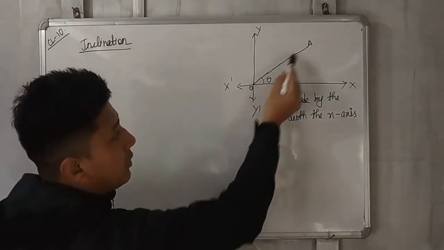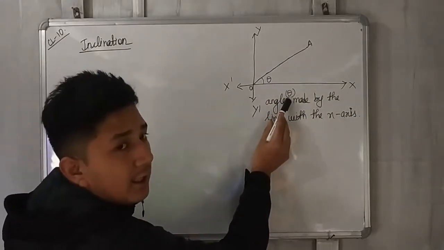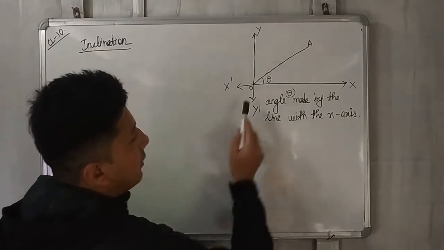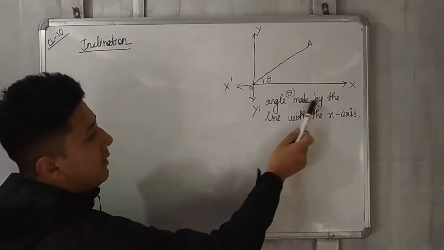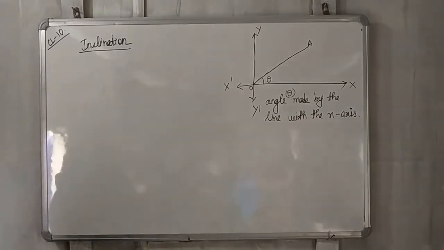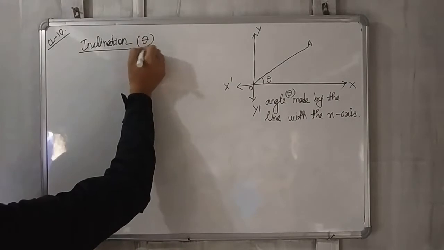So inclination out here is how much? Theta. Are you understanding my point? Inclination of OA is how much? Theta. So what is inclination? It is the angle made by the line with the x-axis. So very simple. Theta is the inclination out here.